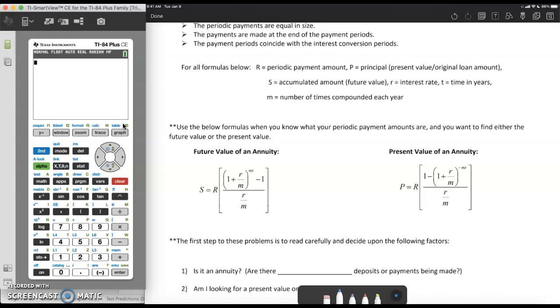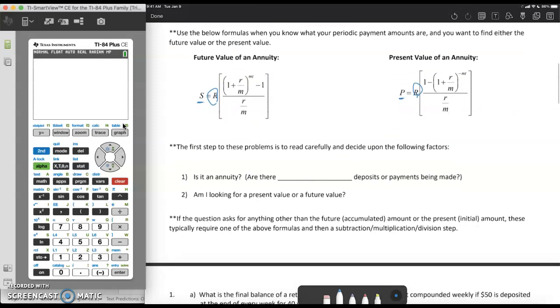We will use one of these two formulas when you know what that periodic payment is. You know what R is. Somewhere in your problem, they've said this is the payment you're making, and you want to either find the future value, how much this will have sometime in the future, or the present value, like what do I need to do now in order to make this happen?